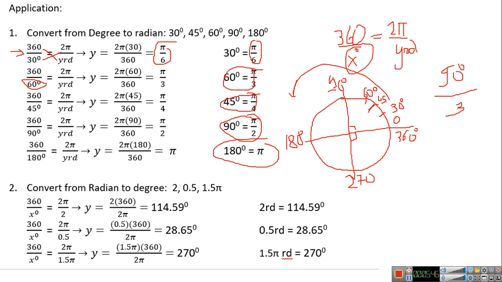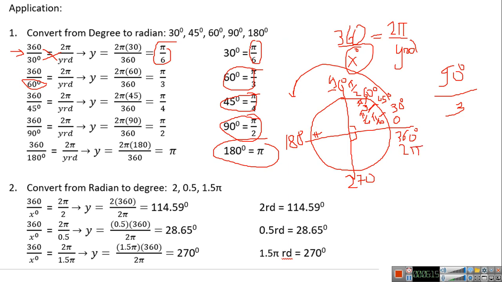In radian, the 30 is called pi over 6. So don't forget, you need to know it. The 45 is pi over 4. 60 degrees is pi over 3. And the 90 degrees is pi over 2. 180 is pi. Here is pi. With pi, you're moving 180 degrees, and with 2 pi, we're moving a whole rotation.